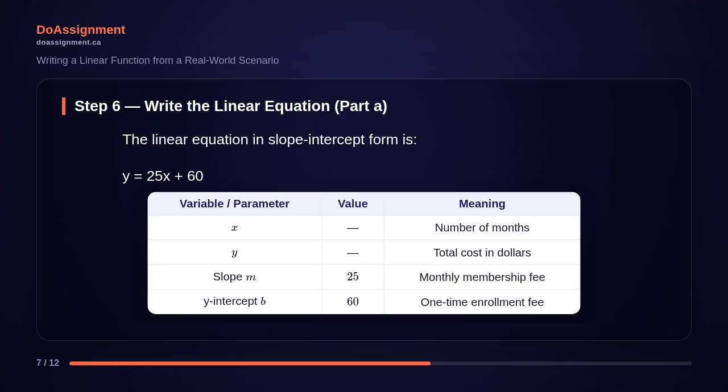The answer to part A is y equals 25x plus 60. Here x is the number of months and y is the total cost in dollars. The slope 25 is the monthly membership fee, and the y-intercept 60 is the one-time enrollment fee paid at sign-up.